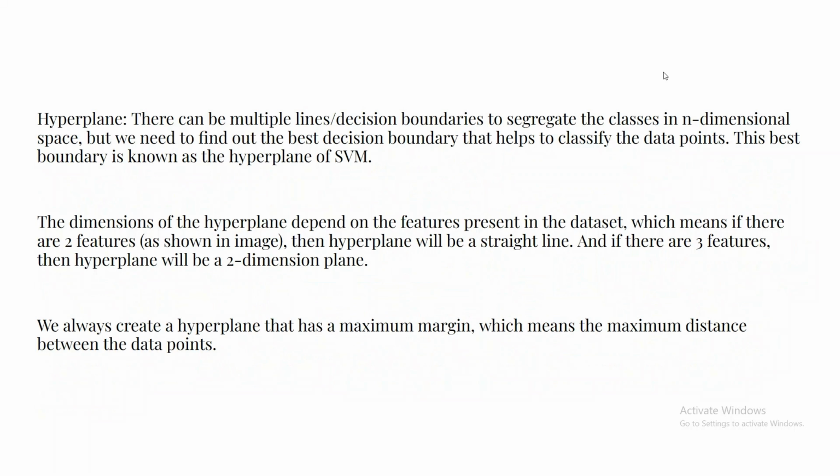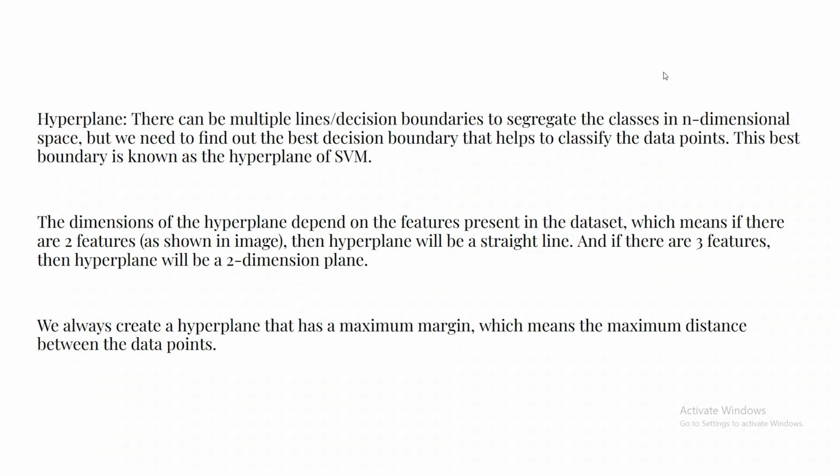Hyperplane. What is a hyperplane? There can be multiple lines or decision boundaries to segregate the classes in n-dimensional space, but we need to find the best decision boundary that helps to classify the data points. This best boundary is known as the hyperplane of the support vector machine.